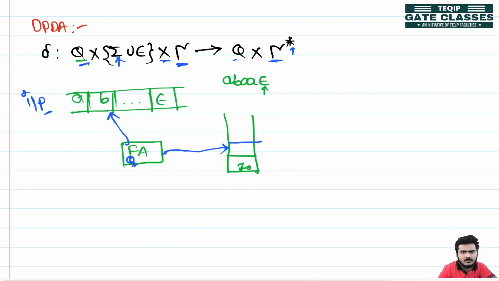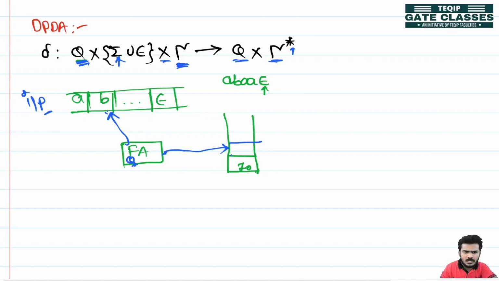Finally I will read this once again. Suppose we are in particular state q, and after seeing an input alphabet along with the top of the stack or stack alphabet, we are going to change our state, or we will stay in the particular state, and we will update the stack alphabet. Whether we have to push or pop, that depends on the example.